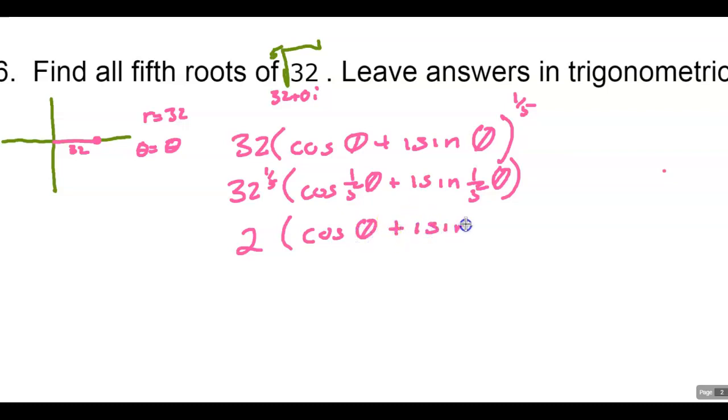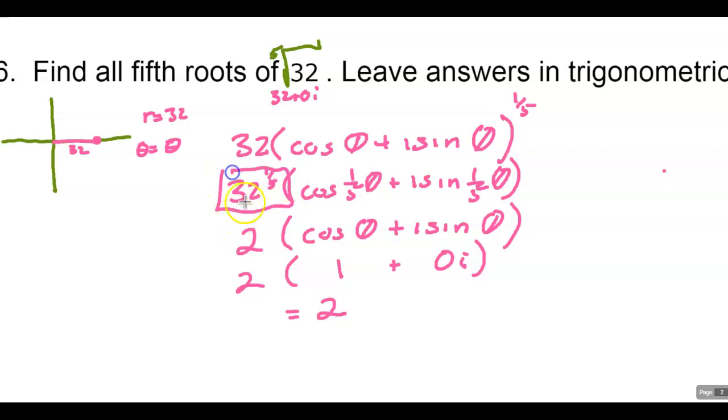So, really nice problem that executes really fast. So we have 2 times cosine of 0, which is 1, sine of 0, which is just 0. So our first solution, no surprise, right, is just equal to 2. And we already expected that. We actually did the problem right here, right? But now we have 4 more roots, which are going to be in the complex realm.